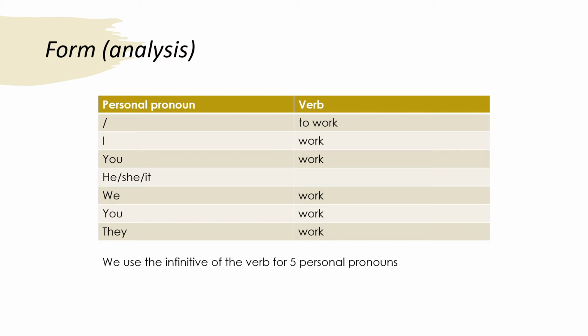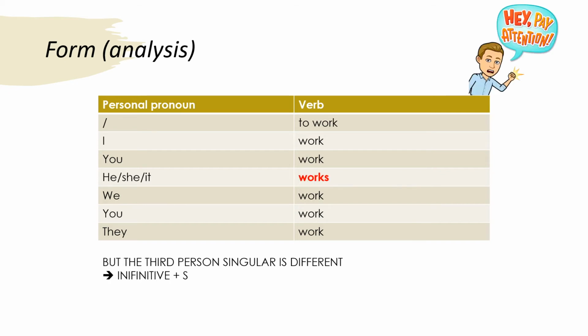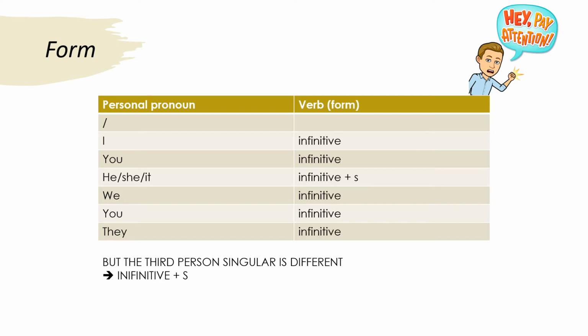All the plural forms once more use the infinitive form. This means that we use the infinitive of the verb for 5 personal pronouns. But like I mentioned before, the third person singular is different. Here we simply add an s to the infinitive. He, she, or it works. So the final formation looks like this. I and you use the infinitive form. He, she, and it is the infinitive plus s. And all the plural forms use the infinitive as well.